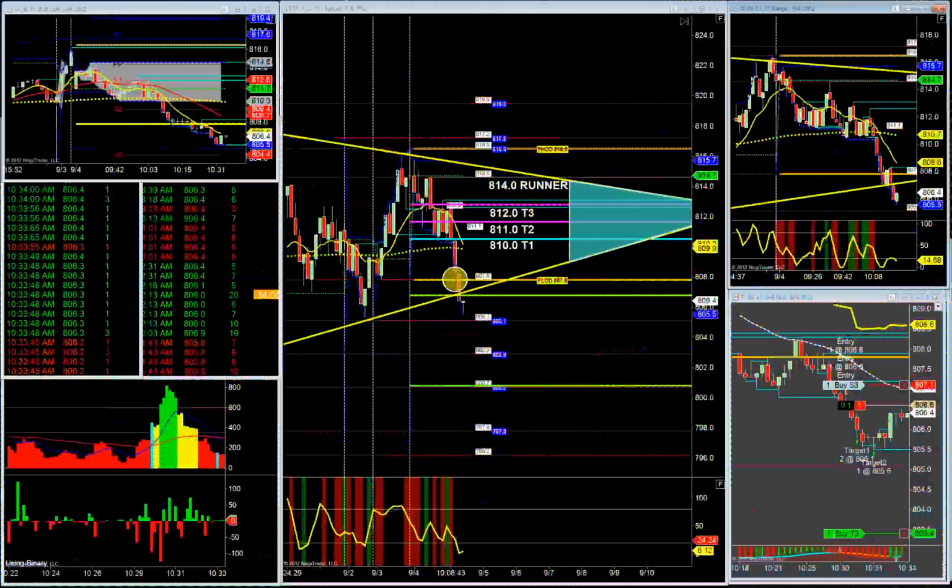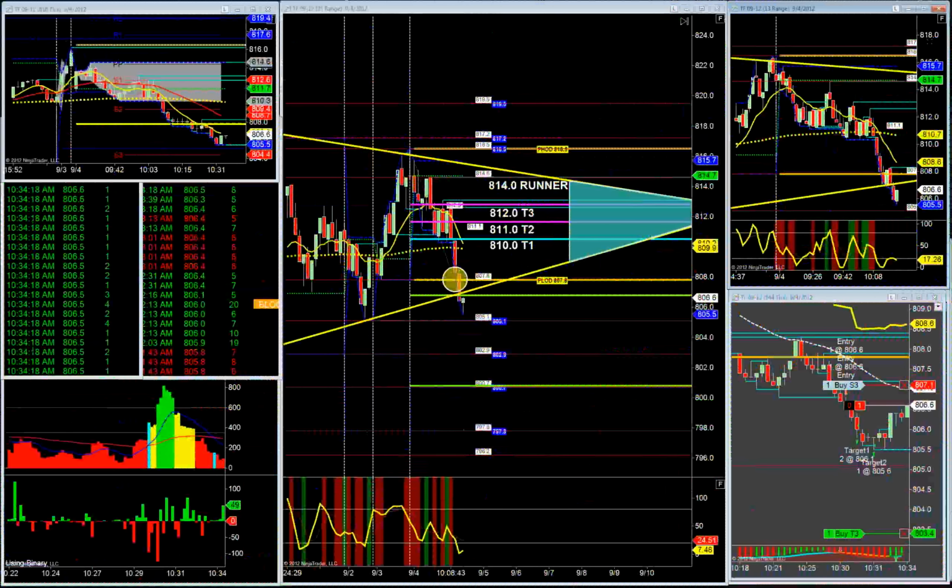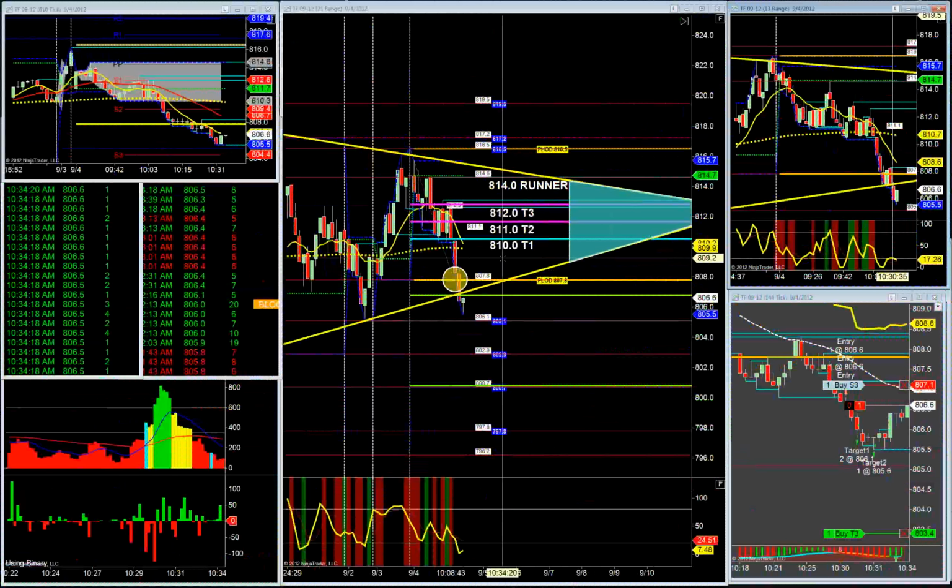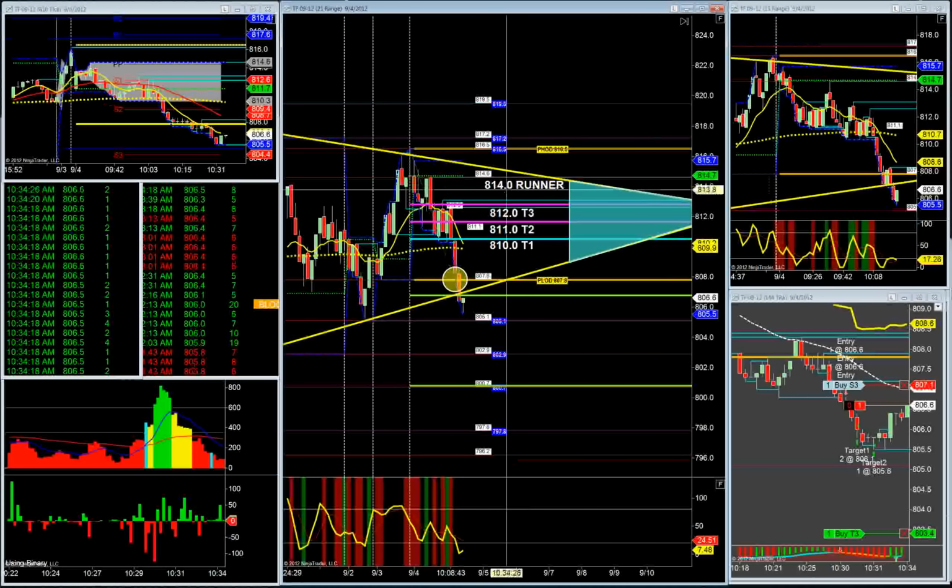And that still will be a good trade, because at this point in the game, we don't really know if these sellers have truly grabbed control and maintained control. So all we need to do now is get price back above that 808.6, and that will trigger a long position, and we will be taking profit up here at 810, 811, 812, and if we can, hold it to 814. In this case, though, we didn't see the buyers.